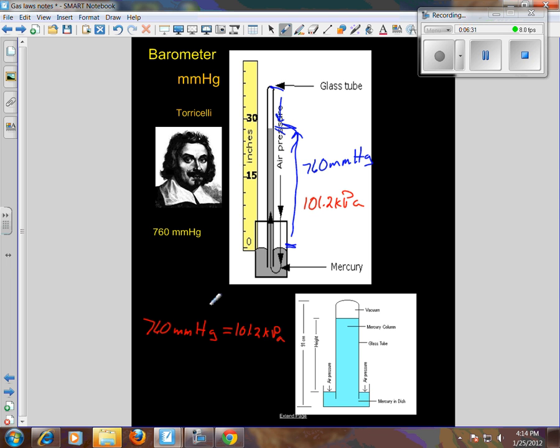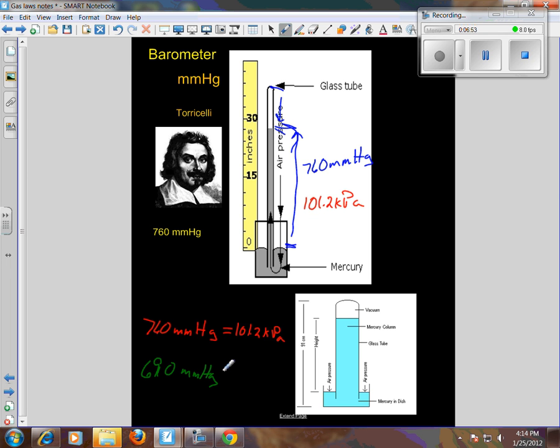Now, we live in Kalispell, Montana. We're at 3,500 feet. We are never at 760 millimeters of mercury. We're always around 690 millimeters of mercury. Our pressure is significantly less. So we typically live at 690 millimeters of mercury.